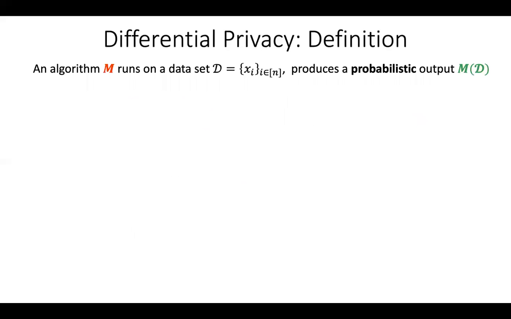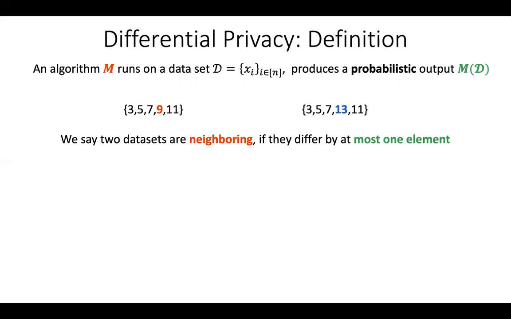So let's get started. First, let me recall the definition of differential privacy. Suppose we have an algorithm M that runs on a dataset D consisting of x1 through xn and produces a probabilistic output M of D. And we say two datasets are neighboring if they differ by at most one element.